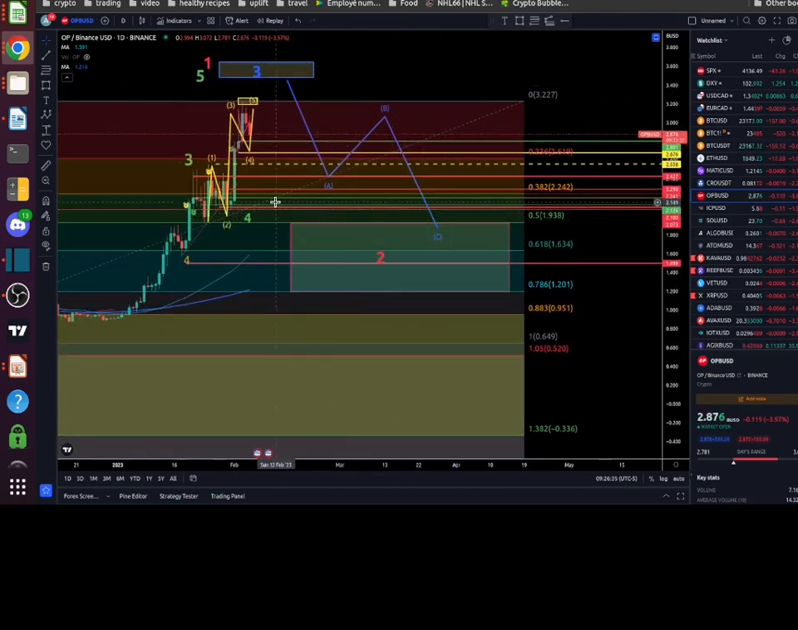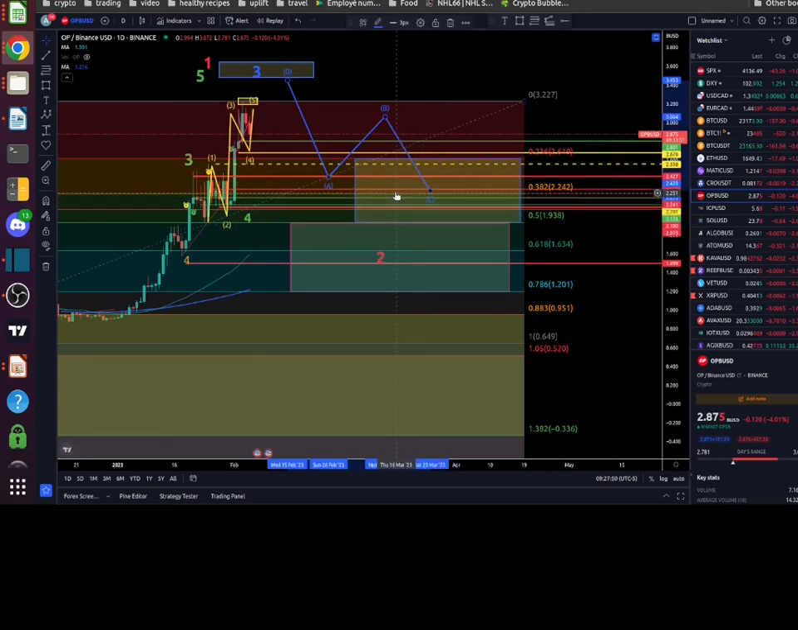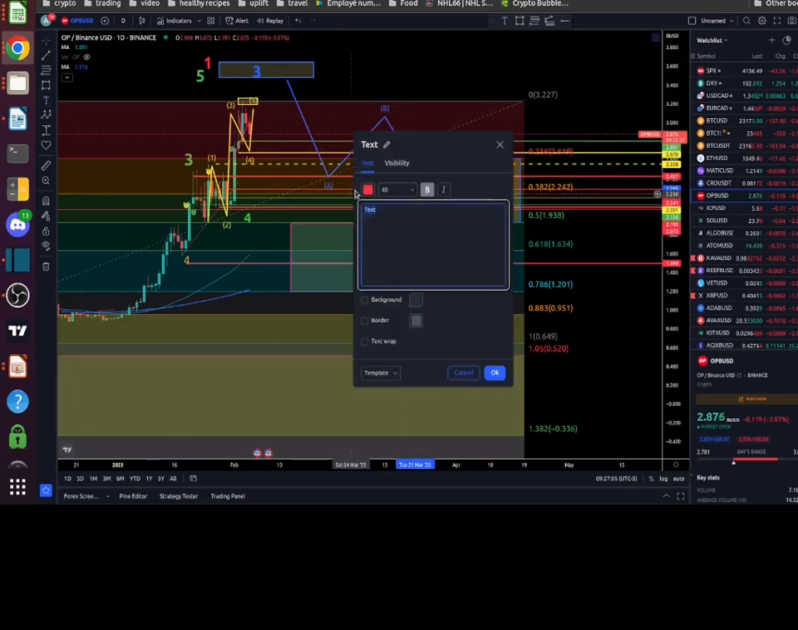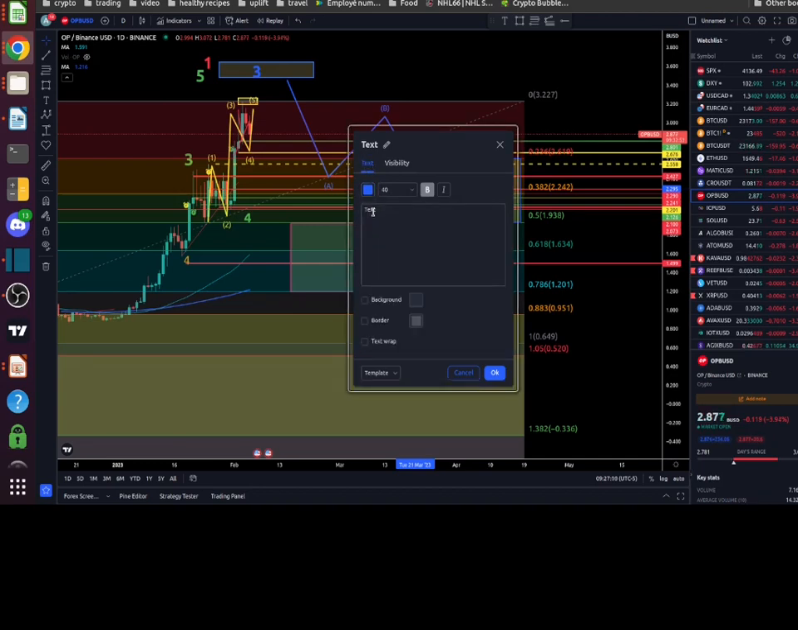Okay, so now the only thing is for the pullback. So we said it's the minimum requirements, the 0.2, so which is here, and the 0.5. There you go. And then now I'm going to put this box in blue. And this would be the ideal retracement for the wave 4, which I'm going to write down. So it's the wave 4 in blue, and we said wave 4.